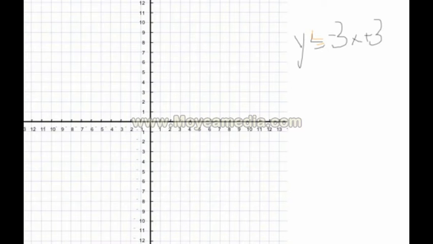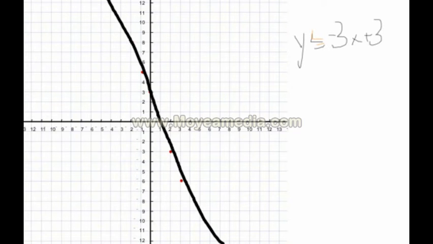So I'm going to go ahead and draw this line. It's negative 3x plus 3. So that's slope-intercept form. That means my intercept is at 3. And I'm going to go down 3 over 1, down 3 over 1, down 3 over 1. And I'm going to go ahead and graph that line. And it will look something like this.